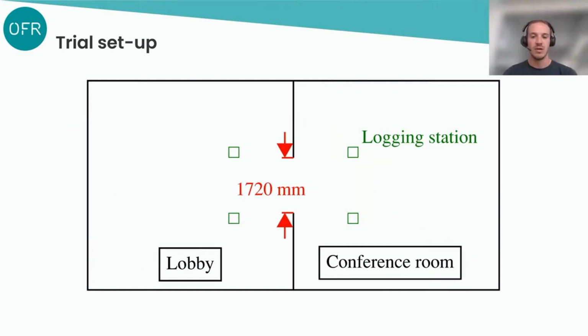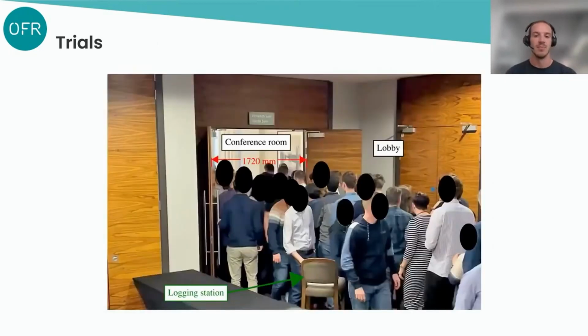Onto the trial setup. So there were two rooms connected by a 1.72 metre door, as shown on the screen there. The door was formed of two leaves that were permanently held open, and touchscreen logging devices were used to measure the flow. So those are the four green squares shown there, where people would walk through and then simply click on the screen, and that would note the time that they've passed through the door, essentially. A bit of a still image here, just showing the setup. So we have the two rooms, the interconnecting door, and you can see the logging station there with the green arrow just on a chair.